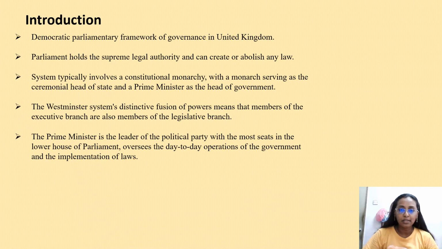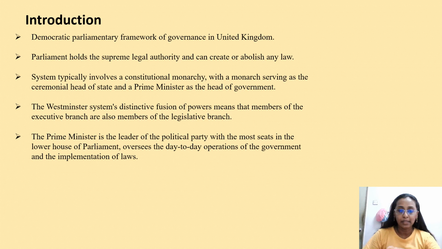Introduction. The Westminster system is a democratic parliamentary framework of governance with its roots in the United Kingdom. Named after the Palace of Westminster, the home of the UK Parliament, this system has been widely adopted by various countries, especially former British colonies. One of the fundamental features is the concept of parliamentary sovereignty, where Parliament holds the supreme legal authority and can create or abolish any law.